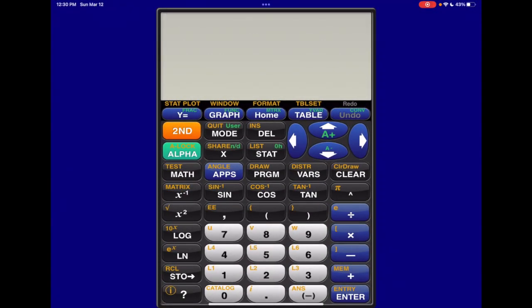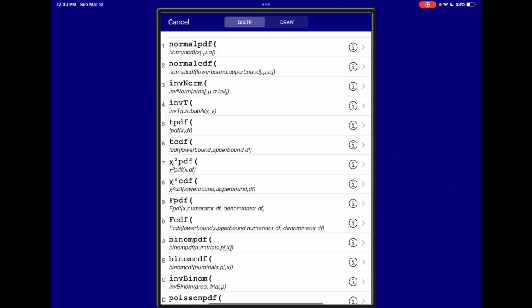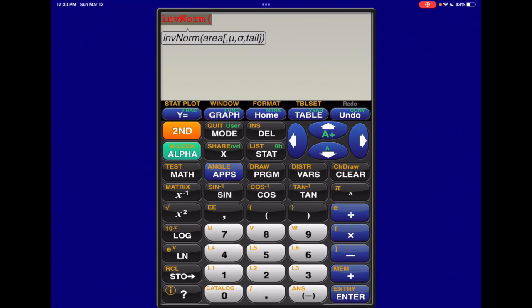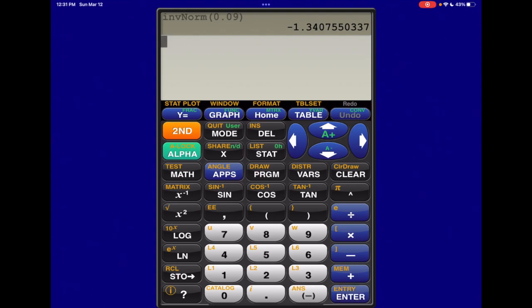So switching over, we want the distribution menu, so the orange second key, distribution. We're doing inverse normal, so we select number 3. We put in the area on the left tail, which is 0.09, and press enter. So we get negative 1.341, always putting exactly 3 decimals on z-scores. Yes, it's a 0, but it's followed by a 7, so we'll round that up. So negative 1.341.